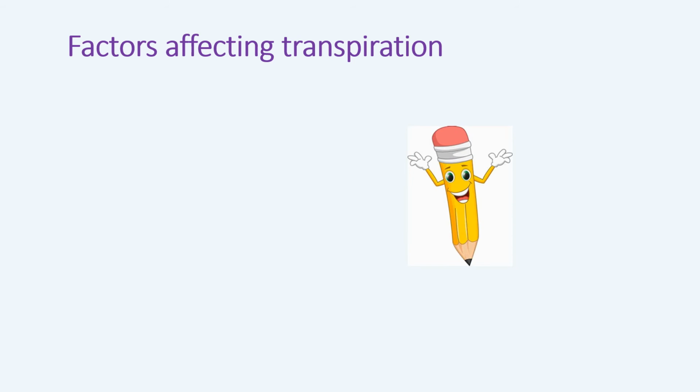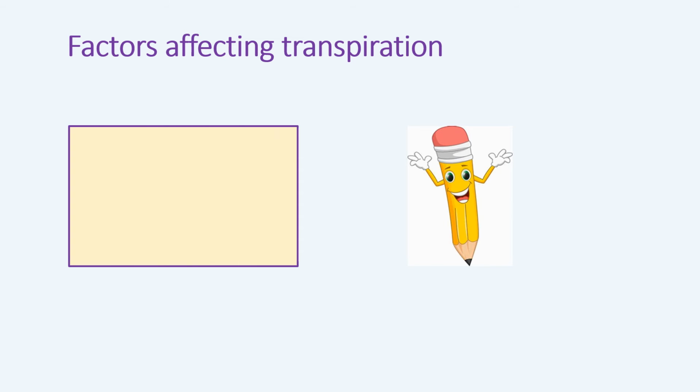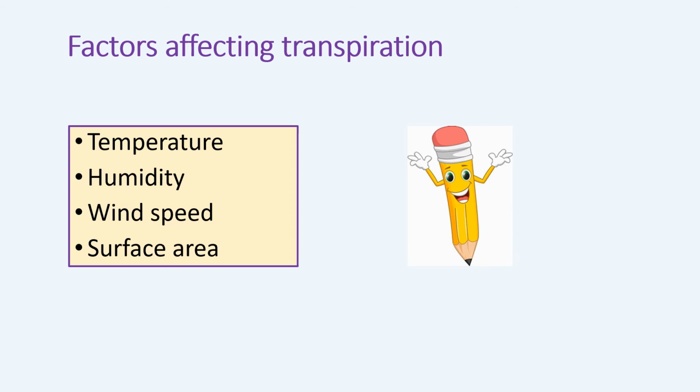So make sure you understand the difference between the bubble potometer and the weight potometer and how they both measure transpiration. There are factors which speed up and slow down transpiration. These are temperature, humidity, wind speed, and surface area. Generally, whatever speeds up drying your clothes if you put them on a clothesline will increase transpiration. So if temperature increases the drying of your clothes, it will increase the rate of transpiration.